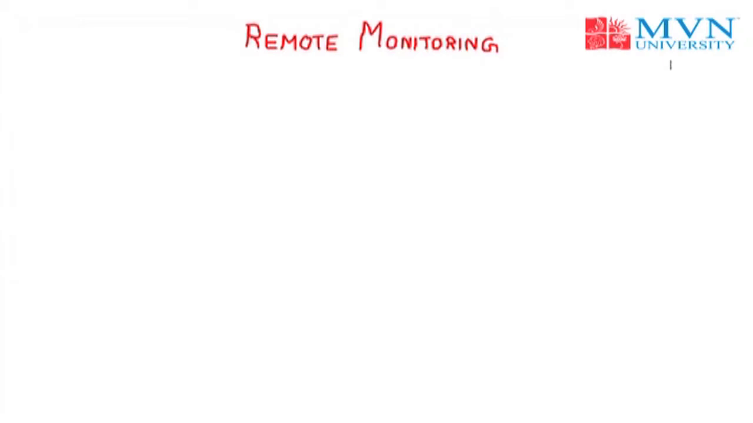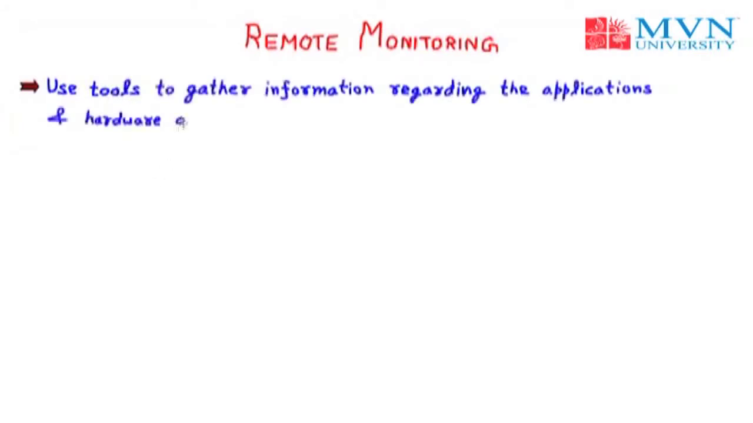For example, we have some remote computer and we want to access or check that particular computer, then we use the remote monitoring methods. So the first one in remote monitoring is that it uses tools to gather information regarding the applications and hardware operating in the remote client location. That means remote monitoring basically uses some particular tools. For example, remote monitoring for a particular telecom sector, maybe a local server or a remote server. These tools gather the information regarding the applications or the hardware being used at the remote side, and will collect all this information.